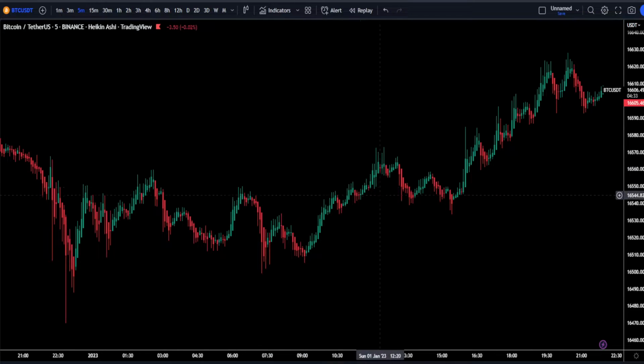So we have the Heikin-Ashi candles set, and we can see that the price action is a lot smoother. We can identify the direction of the trend a lot easier. This is actually an awesome indicator for beginners because they can understand the price action better.